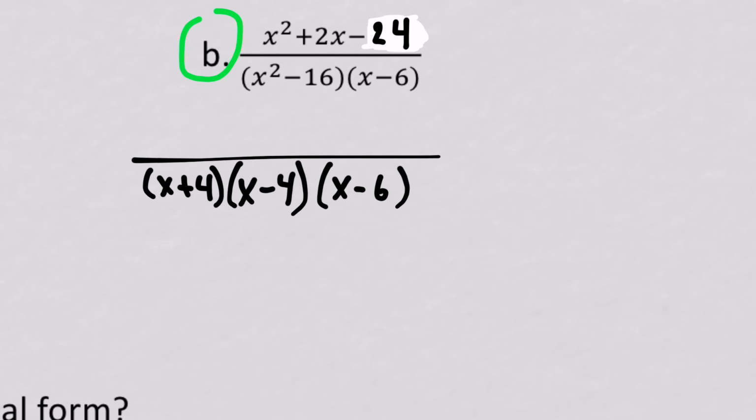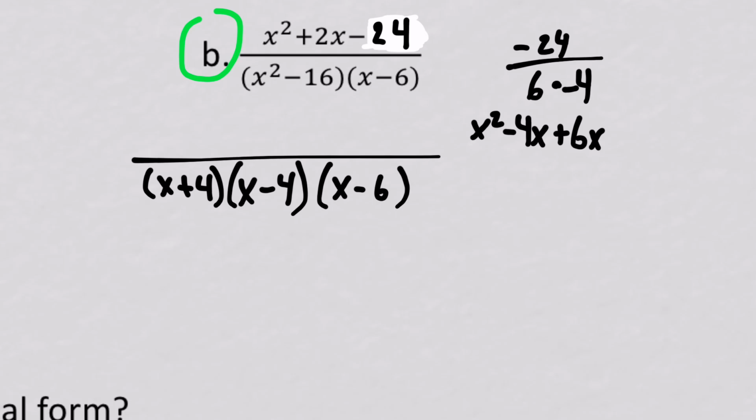For the numerator, I need to factor that out. So what I have is a times c, negative 24. Two numbers that multiply to make negative 24, but when you combine them, they make positive 2. I'm thinking 6 and 4. And one of them must be negative, which is the 4. Right? 6 times negative 4. So what I have, when I factor this out, I'm going to use factoring by grouping, is x squared minus 4x. I'm going to do the negative first and then the positive. It just makes it easier to do factoring by grouping if you do it that way.